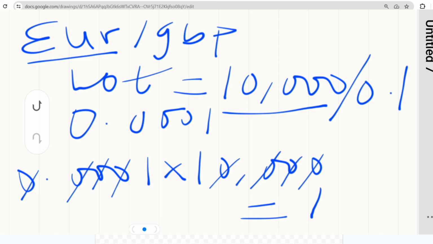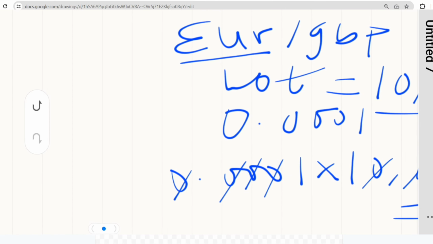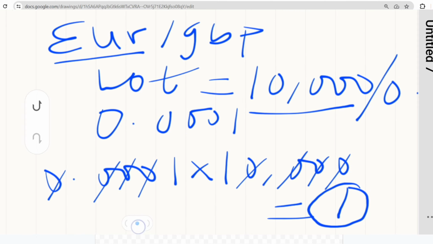If the currency you fund your broker account with is USD, then you have to convert this value to USD so that you'll be able to get the exact amount you are making per pip, or that you are losing per pip. So how do we convert? Now we are dealing with Euro GBP, so this is the value in GBP, 1 GBP that we get in this case.